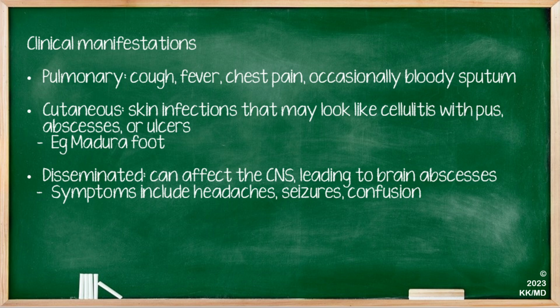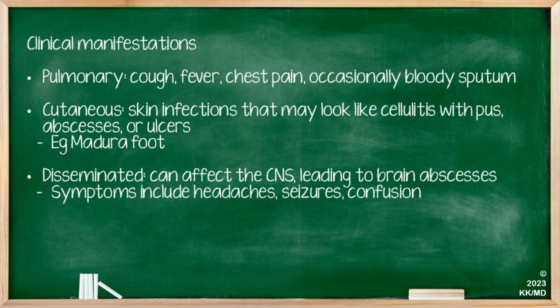If it affects the pulmonary system, it results in cough, fever, chest pain, and occasionally blood-stained sputum. If it affects the cutaneous system, it very much resembles cellulitis with pus. It could even form abscesses or cause ulcerations. An example of this is a Madura ulcer or a Madura foot. That is a classic example of nocardiosis affecting the cutaneous system.